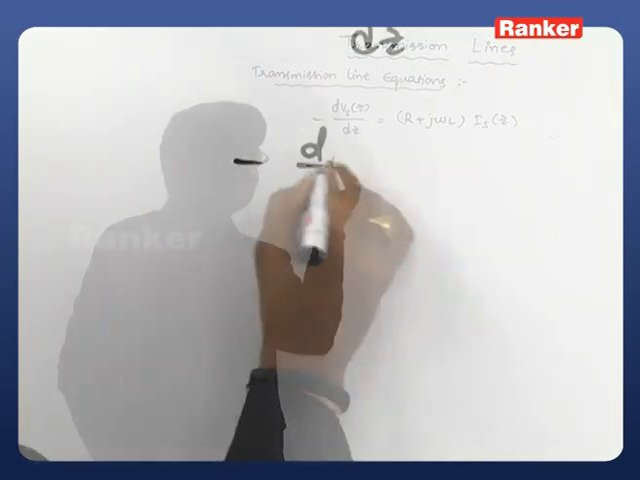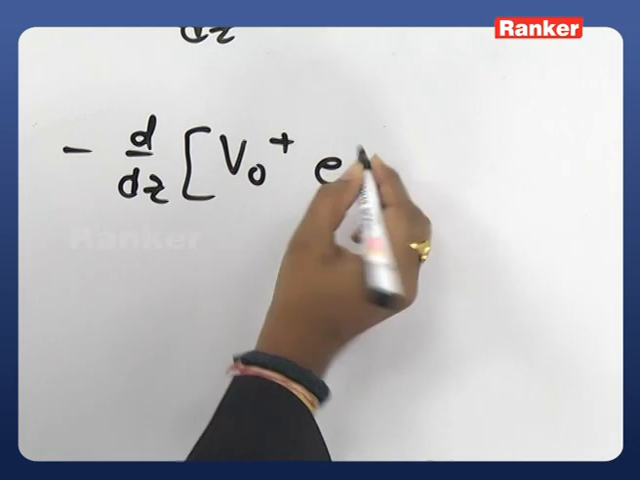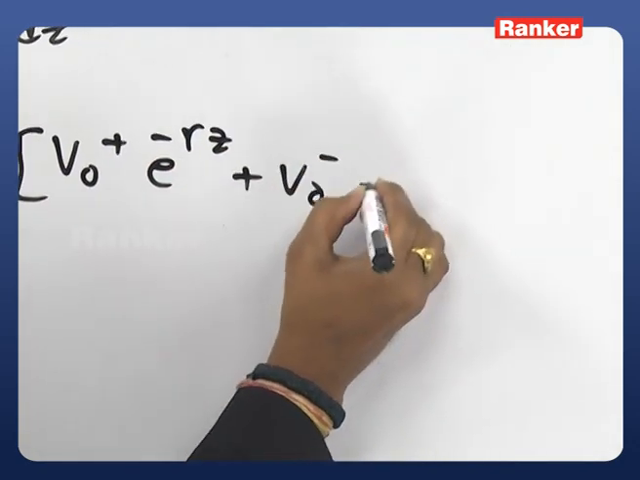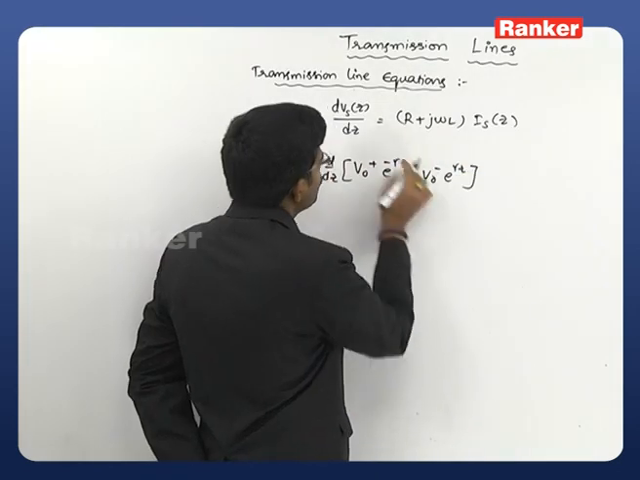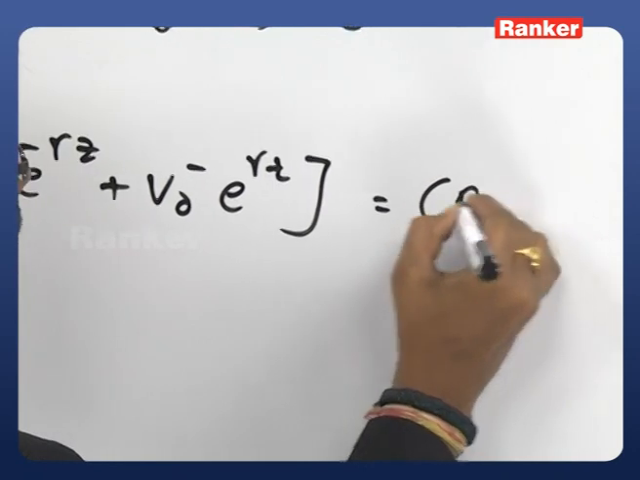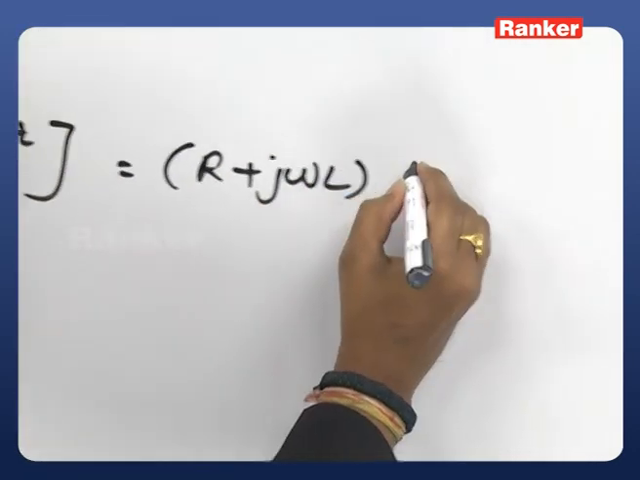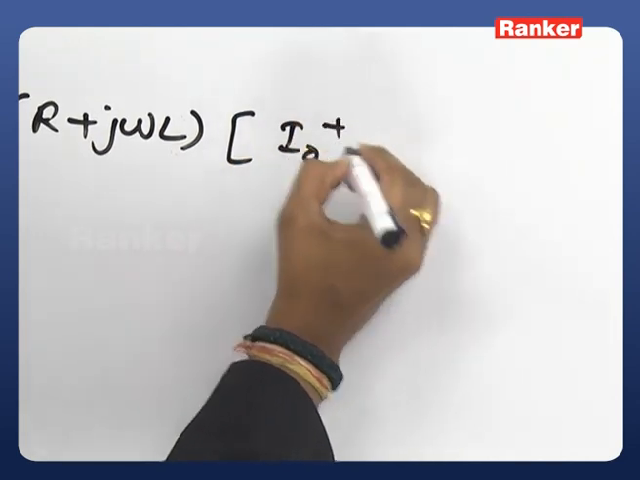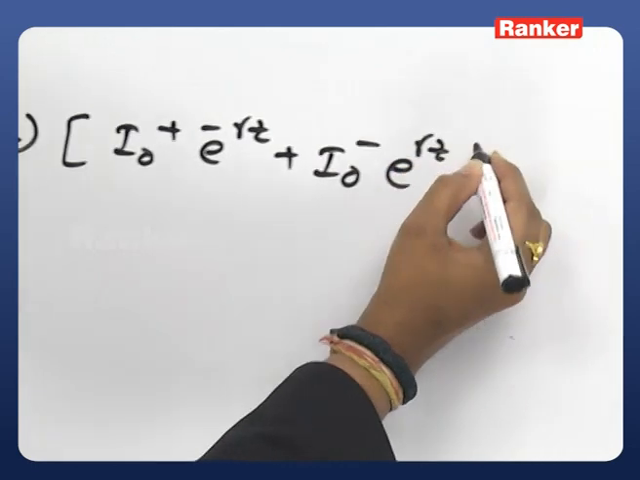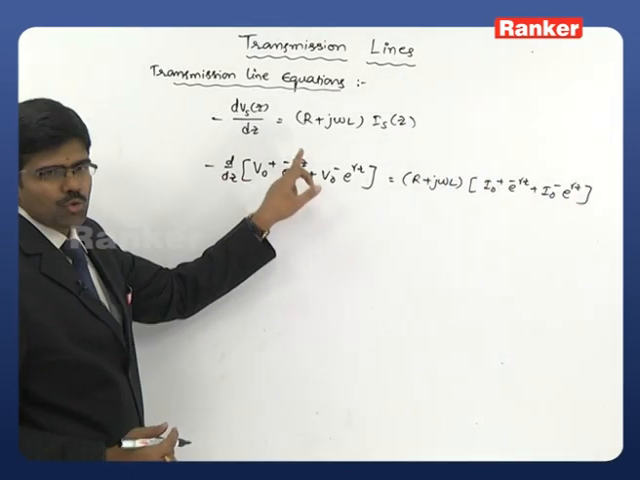Then this is simply d by dz of, instead of Vs of z, V0 plus e power minus gamma z plus V0 minus e power gamma z, that is the solution for Vs of z. I have substituted it here, which is equal to (R plus j omega L) into Is of z, which is I0 plus e power minus gamma z plus I0 minus e power gamma z. Just take these two solutions and substitute here.